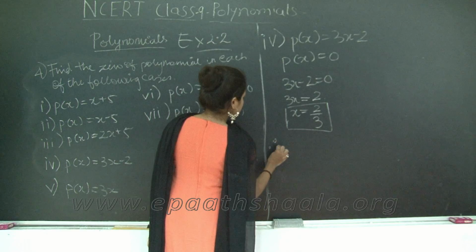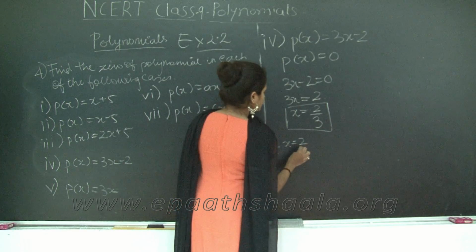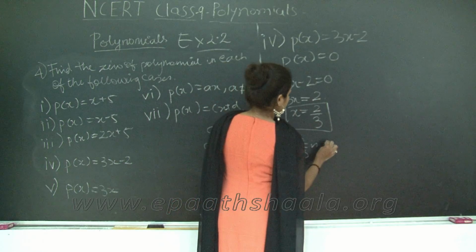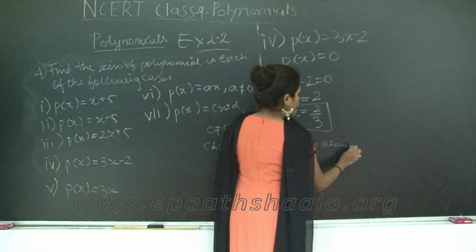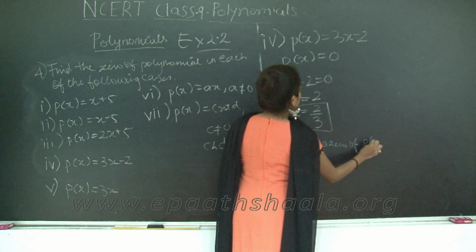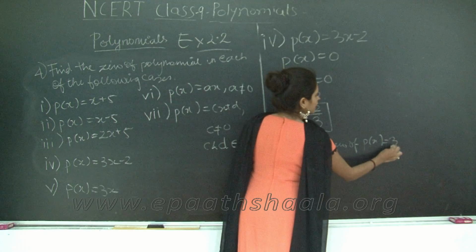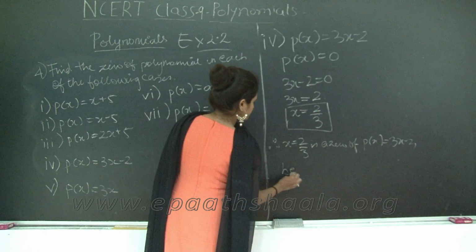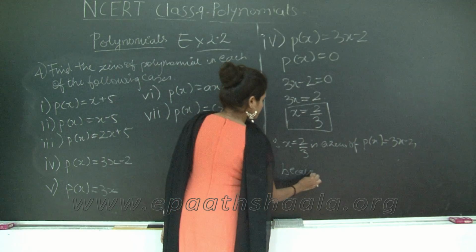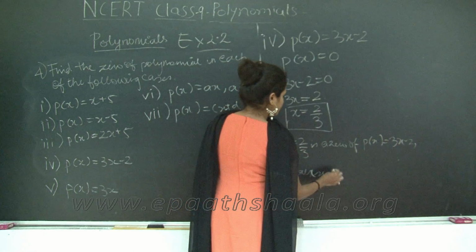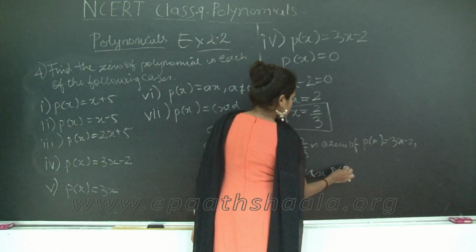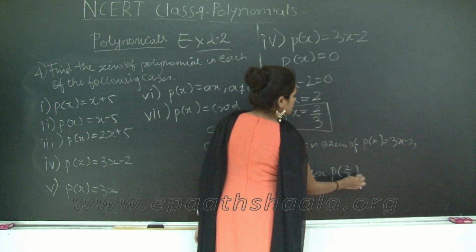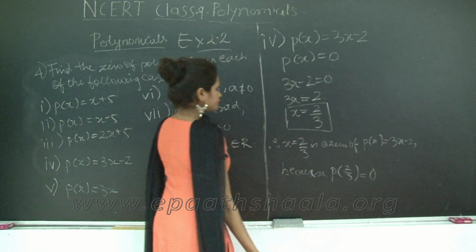So for the value x is equal to 2 upon 3, p of 2 upon 3 is 0. Therefore, your answer x is equal to 2 upon 3 is a zero of polynomial p(x) is equal to 3x minus 2, because p of 2 upon 3 is equal to 0. Okay?